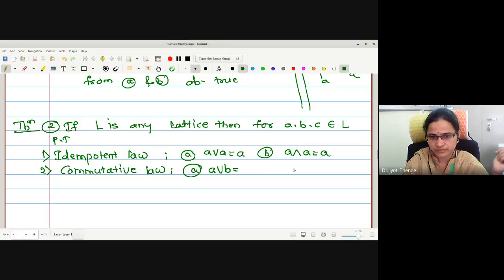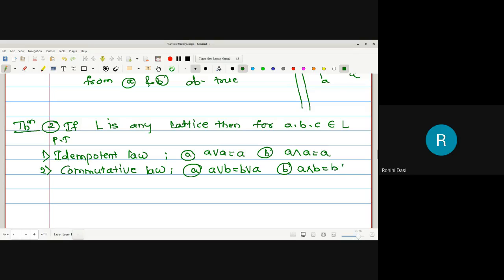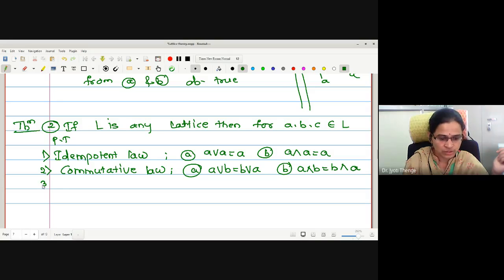A join B is? B join A. Yes, this is B join A. And A meet B is? B meet A. Good. Third is associative.